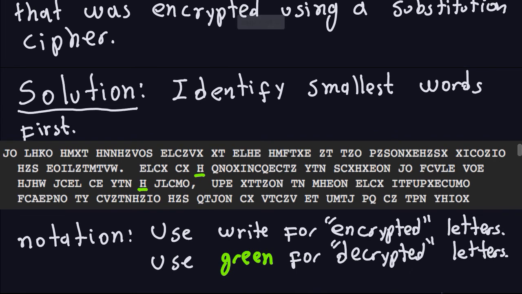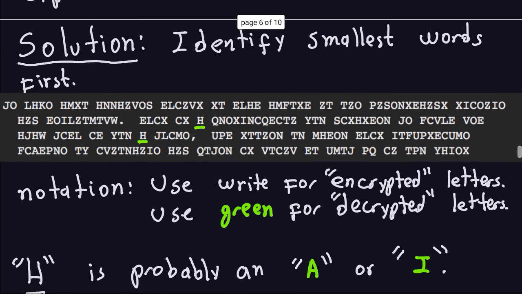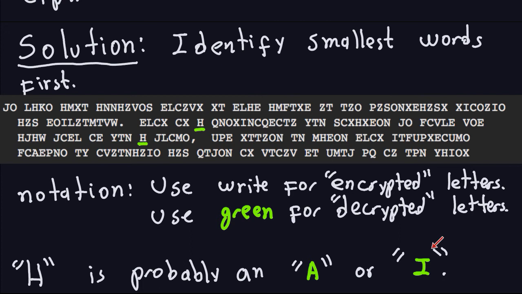Before I move on, I'm going to use some notation when I'm deciphering this ciphertext. When the letters are in white, those white letters correspond to letters in the ciphertext. Whenever you see green letters, these are letters that are part of the plain text, the one that I want to know. So white for encrypted letters from the ciphertext, and green for letters coming from the plain text. Again, H here is the 1 single letter word, so H probably represents an A or an I.